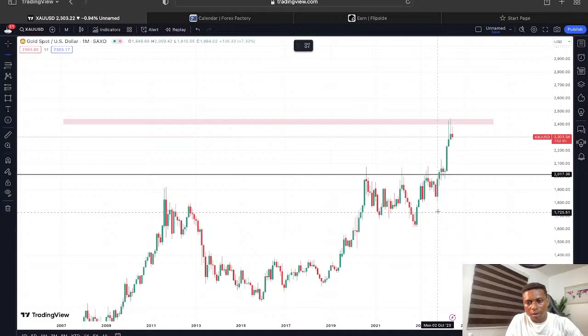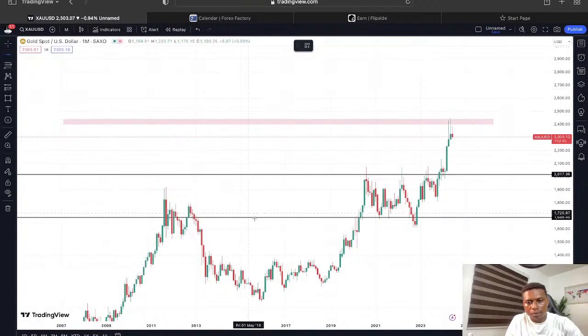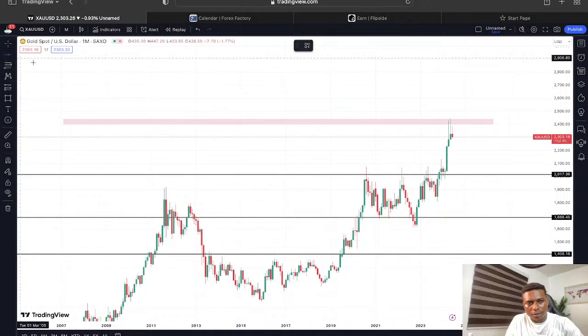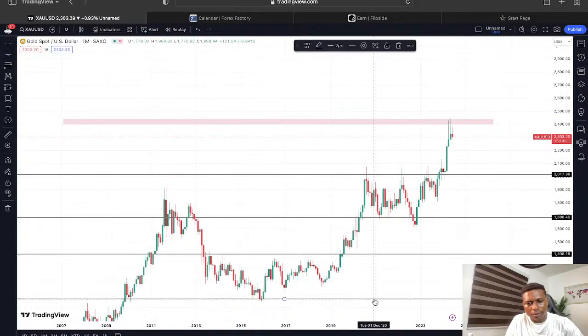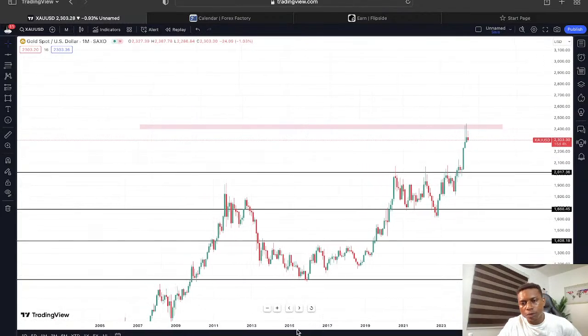So these are key levels to watch. We can see that there was a breakout from this level on gold. It went up here, came back, went up here, came back, went up here. Now the fourth time it broke out of it.